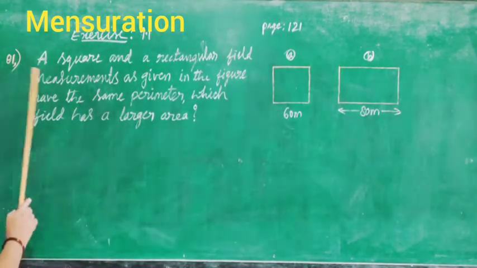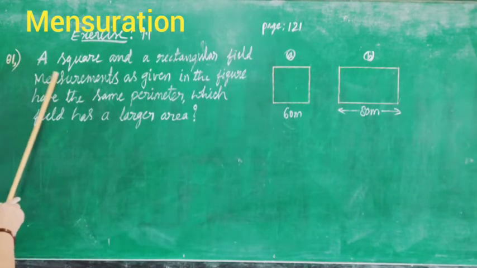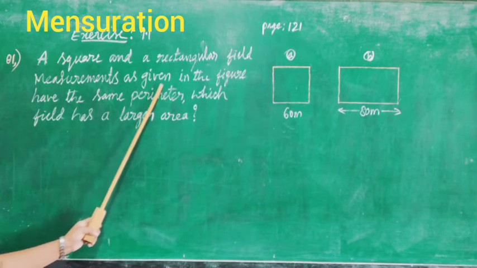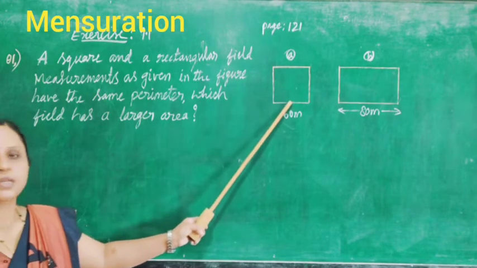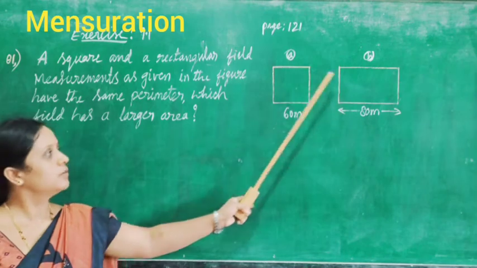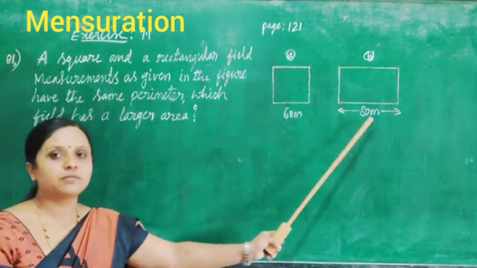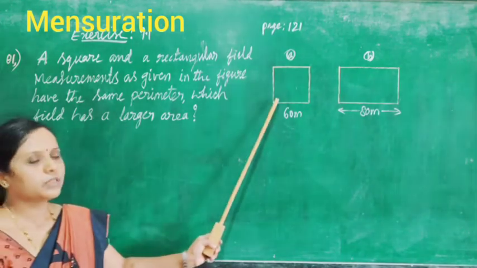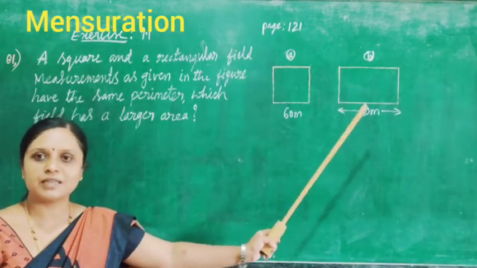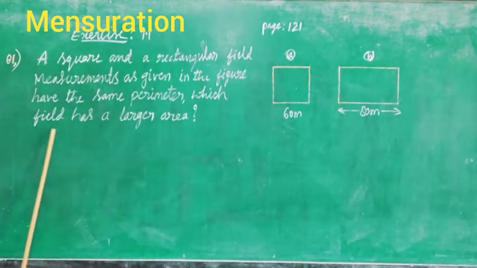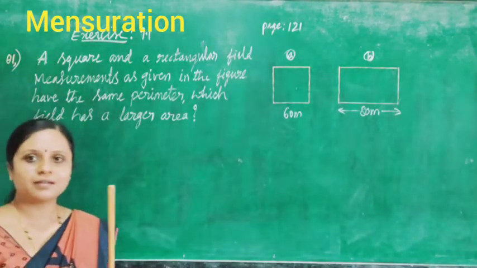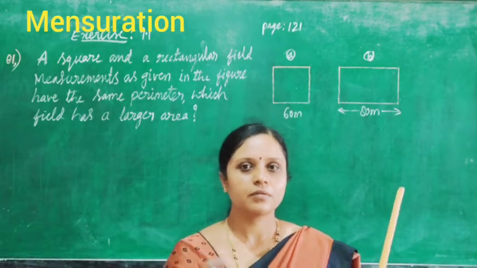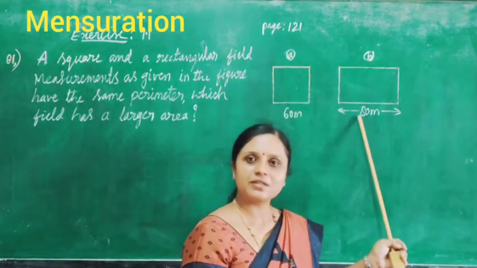Students, now look at question number 1. A square and a rectangular field with measurements as given. This is the square and this one is the rectangle. The measurements are given, and the same perimeter. So these two figures have the same perimeter. Which field has a larger area? The perimeter of these two figures is equal.